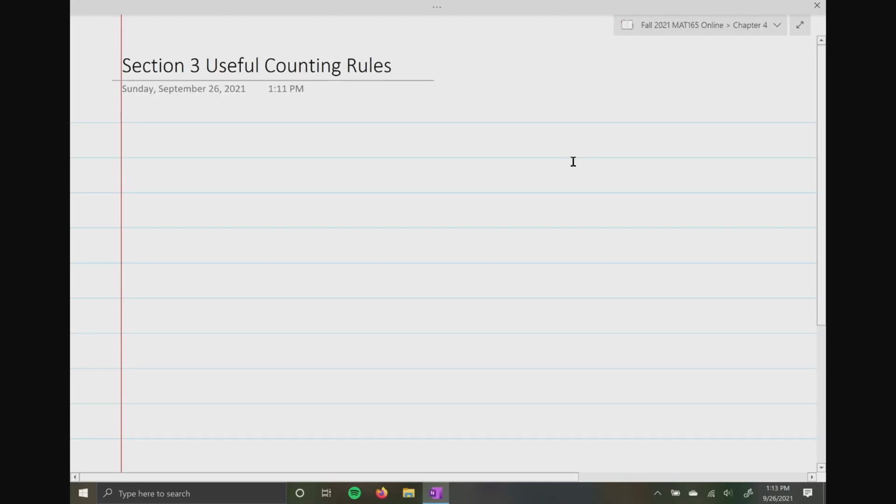Okay, so today we're going to talk about useful counting rules. This is section 3. We're all familiar with basic counting, which is like 1, 2, 3, 4, 5, 6, and so forth. But what I want to do is show us techniques on counting that allow us to find our sample size very quickly.